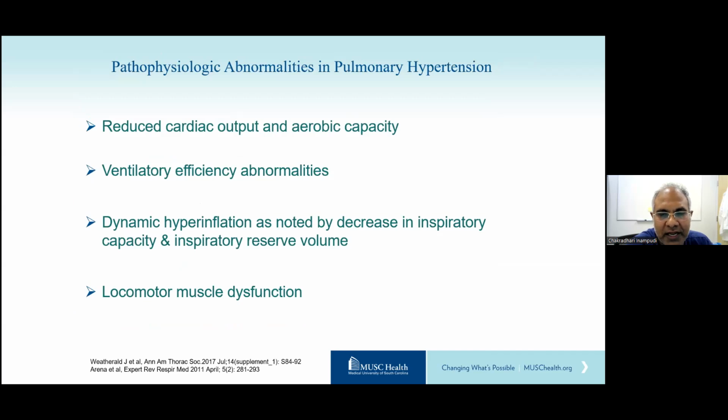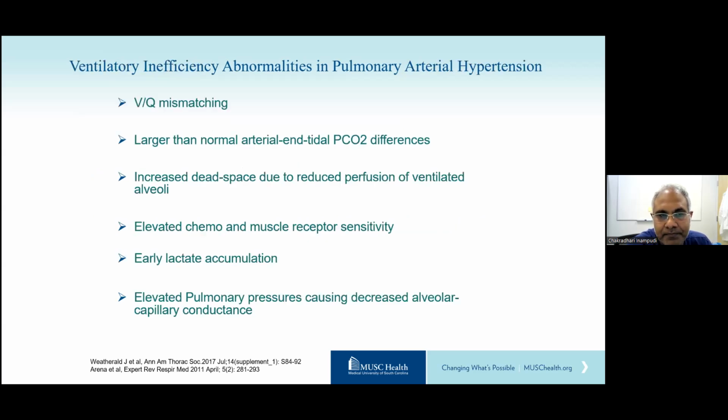Although it's important to understand, right heart catheterization still remains the gold standard test, despite its invasive nature, for diagnosis of pulmonary hypertension. Now, some of the common pathophysiologic abnormalities in PH include: patients exhibit reduced cardiac output and aerobic capacity. They have ventilatory efficiency abnormalities. There's also dynamic hyperinflation, as noted by decrease in inspiratory capacity and inspiratory reserve volume, which is more classic in COPD patients. There's also locomotor muscle dysfunction that happens in patients with PAH.